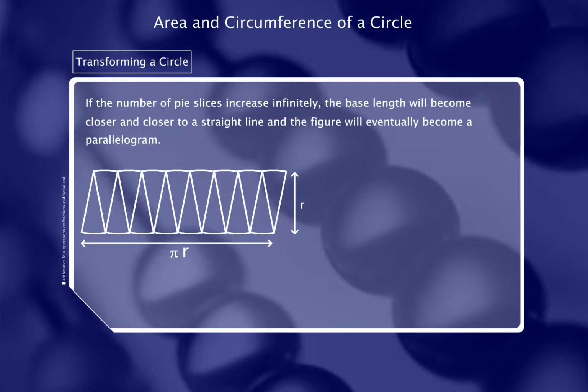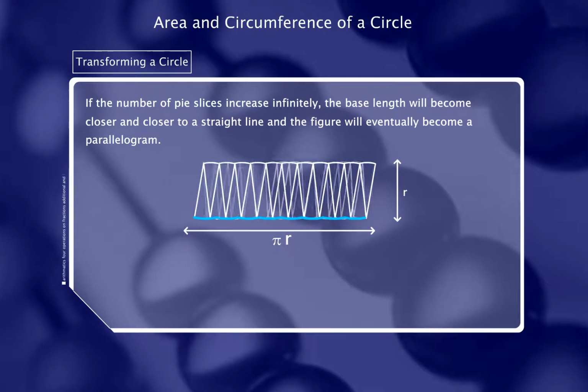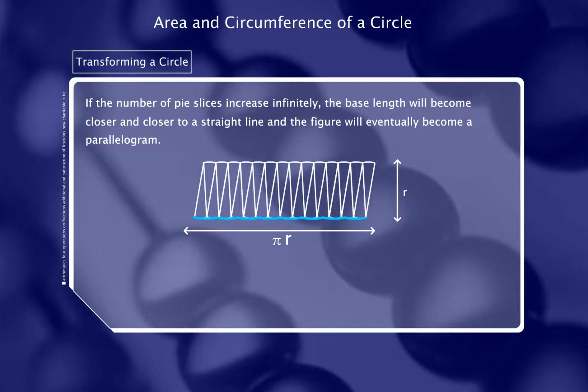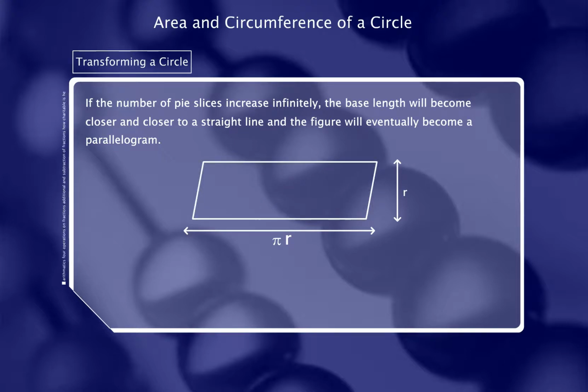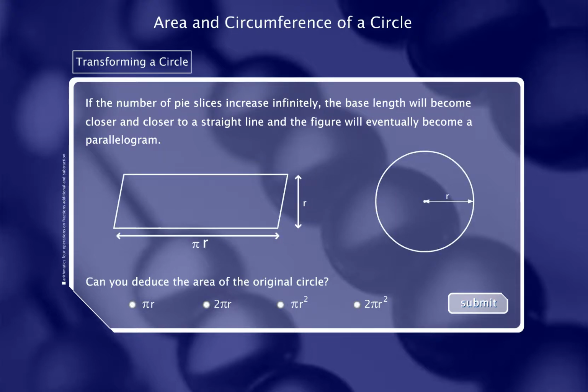If the number of pie slices increases infinitely, the base length will become closer and closer to a straight line, and the figure will eventually become a parallelogram. Do you know its area? Can you deduce the area of the original circle?